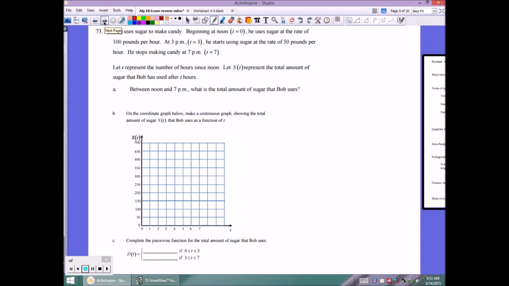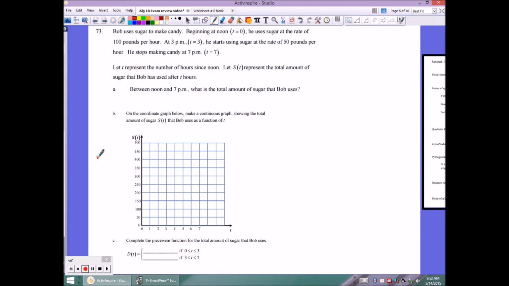All right. Another one where it's asking us to write the piecewise function. Let's read the problem and see what it's asking. All right. Bob uses sugar to make candy. Beginning at noon, he uses sugar at a rate of that many pounds per hour. At 3 o'clock, he uses the sugar at a rate of 50 pounds per hour. He stops making candy at 7.